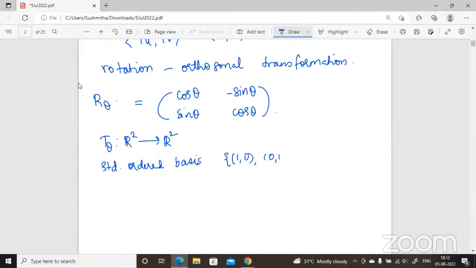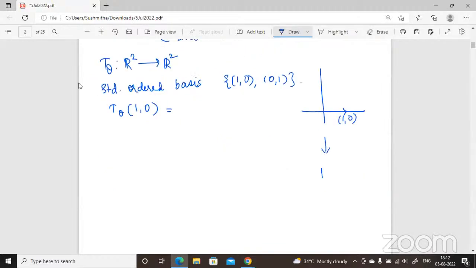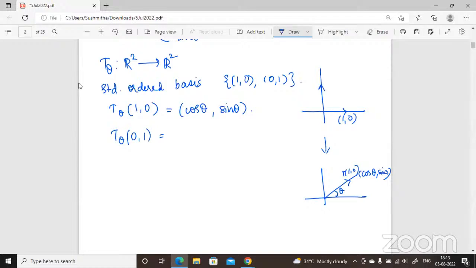1, 0 and 0, 1. So what is T theta of 1, 0? It's cos theta, sin theta. 1, 0 is here. When it's getting transformed, it's going to go to some position where the angle is theta from the original vector. So now this is my new vector, T of 1, 0. If this angle is theta, I know what this coordinate is: cos theta, sin theta. What happens to 0, 1? Minus sin theta, cos theta.